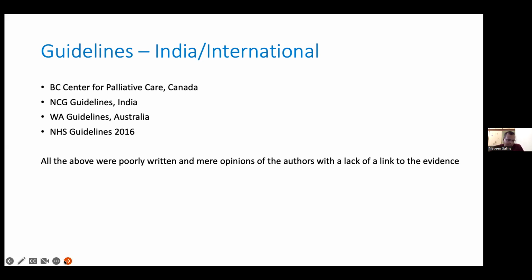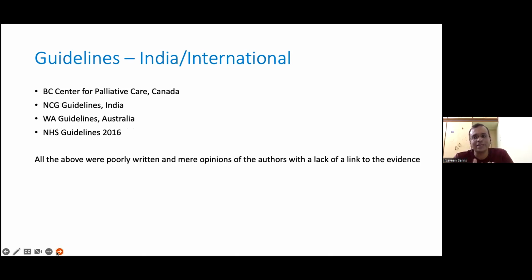All these guidelines were poorly written. If you want to prepare guidelines, there is a methodology to prepare them, and there is a scoring system: how evidence is collected, how evidence is collated, and it is graded, and levels of evidence are provided. And all these guidelines have to be evidence linked.